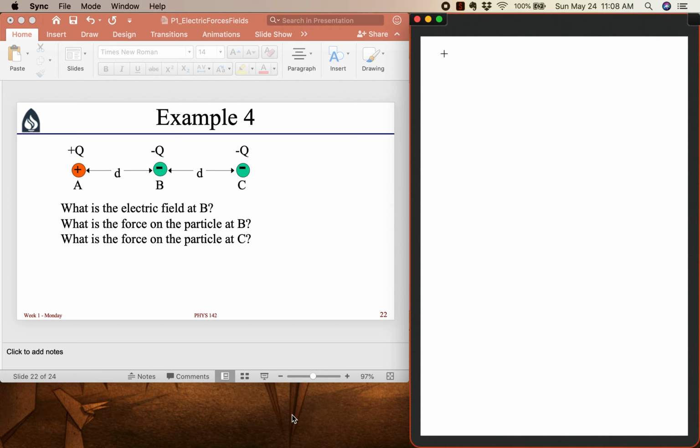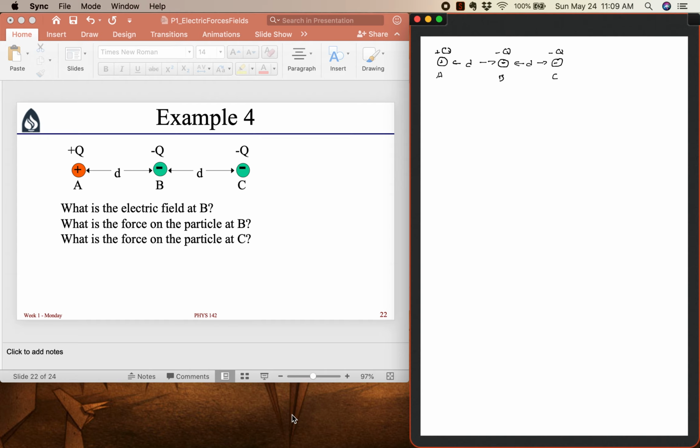We have A, we have B, and we have C. So we have point A, and at point A there is a positive charge that has an amount of Q, and then D away we have point B, and B is home to a negative charge with an amount of minus Q, and then at point C we have also a negative charge, and the amount of charge there is Q as well. So between point A and B we have a distance D, and then between B and C we have a distance D.